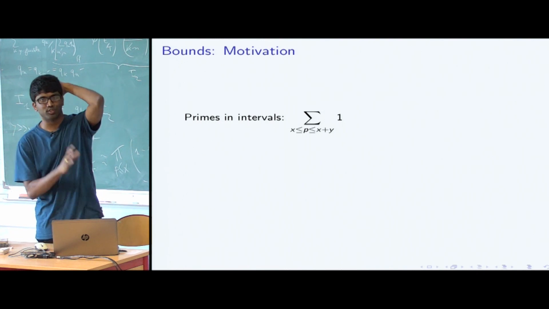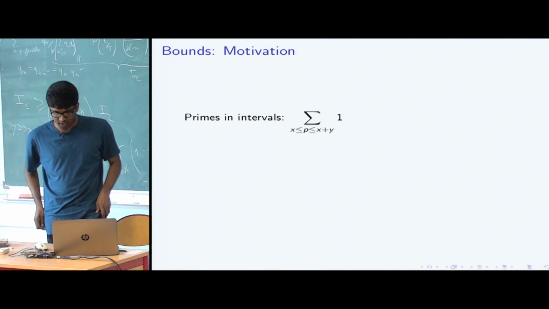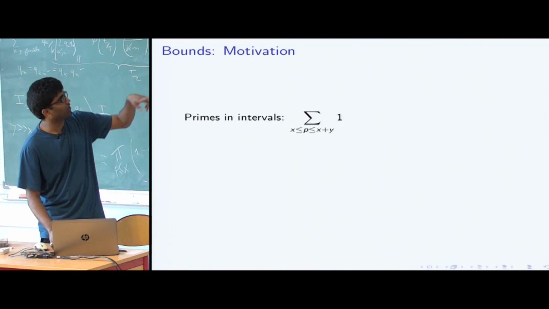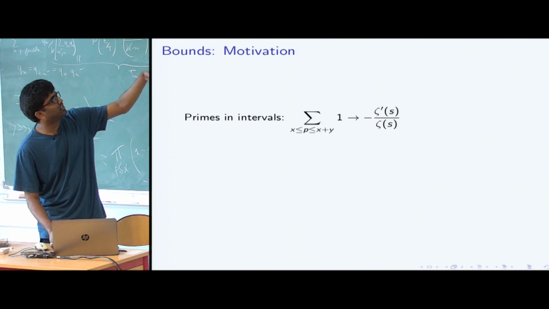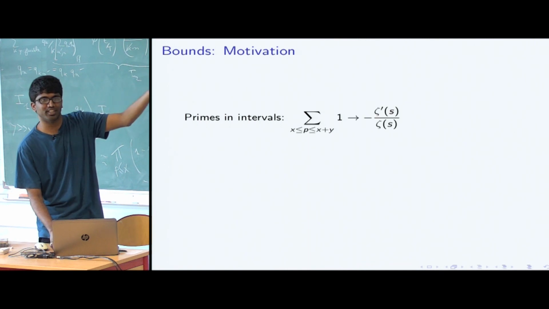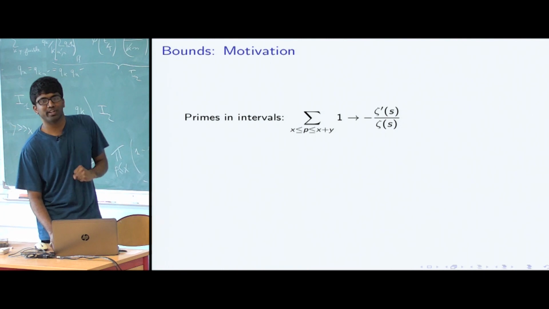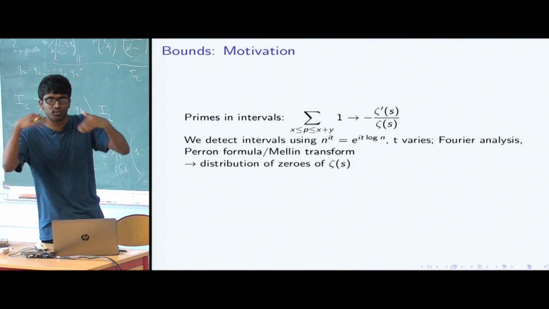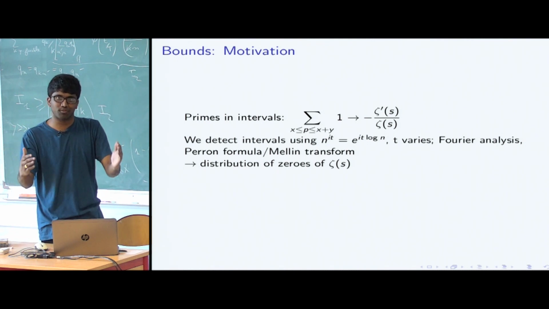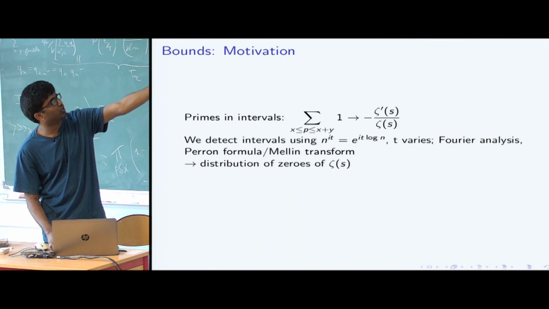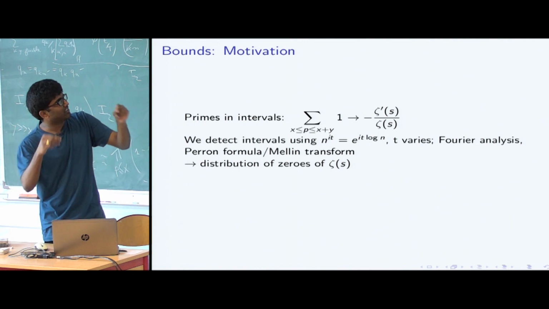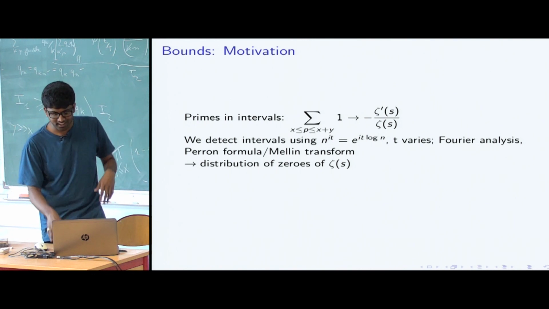So I'll try to explain where bounds of L-functions come up. So first, primes. If you want to understand primes in an interval, I already stated this before. We have seen in previous talks, this is reduced to understanding the logarithmic derivative of the zeta function. The way I see it, if you're more analytic, to detect something in an interval, you use Fourier analysis. So you use n to the it, or exponential of it log n. So that's why zeta s has come up.